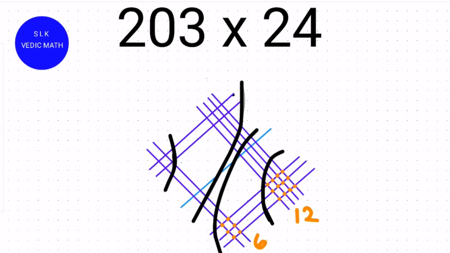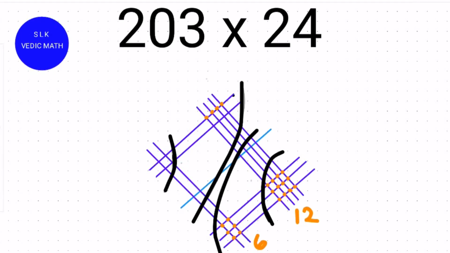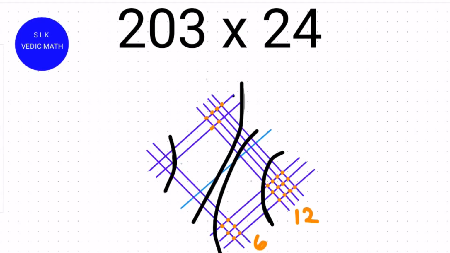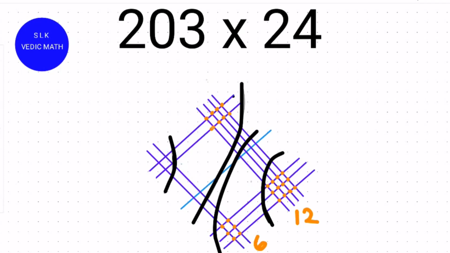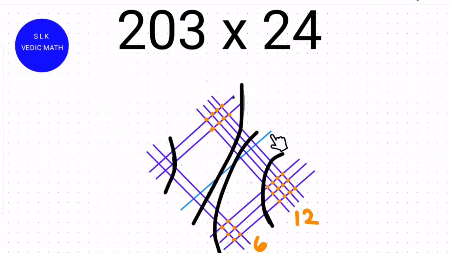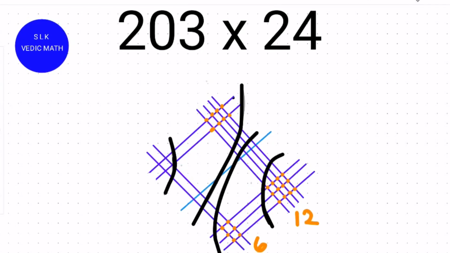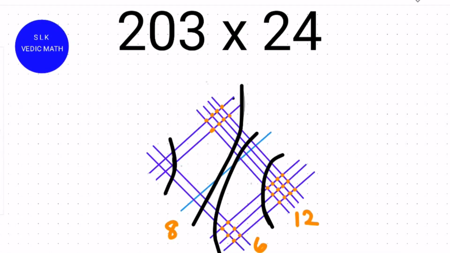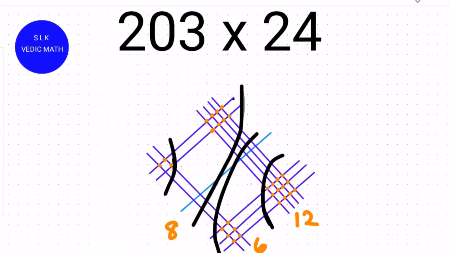Then over here. Now 1, 2, 3, 4, 5, 6, 7, 8. So we skip this because it's a blue line. So there's 8. Next, 1, 2, 3, and 4.